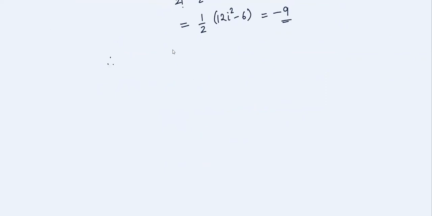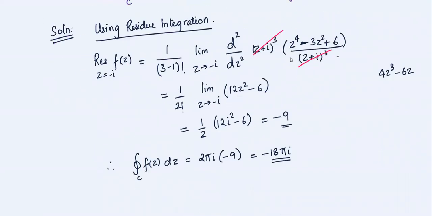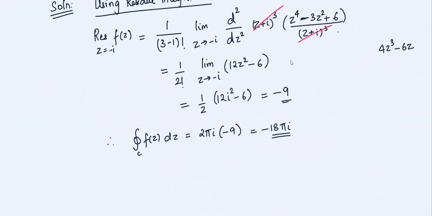there's only one pole encircled. So the integral of this function is 2 pi i times minus 9. That is minus 18 pi i. So using residue integration, we can do it like this.